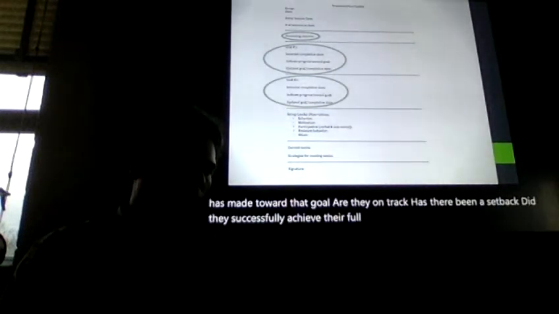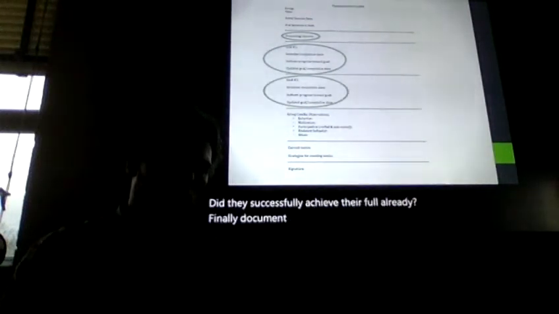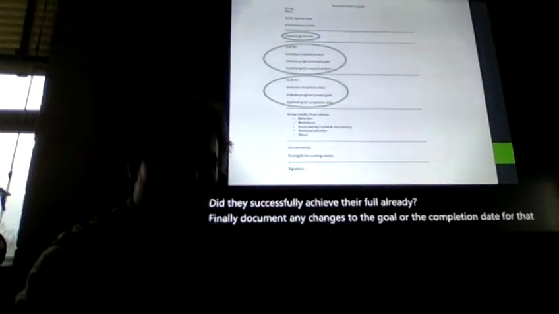Indicate the intended completion date and the progress that the member has made toward that goal. Are they on track? Has there been a setback? Did they successfully achieve that goal already? Finally, document any changes to the goal or the completion date for that goal based on the progress update for your goal.